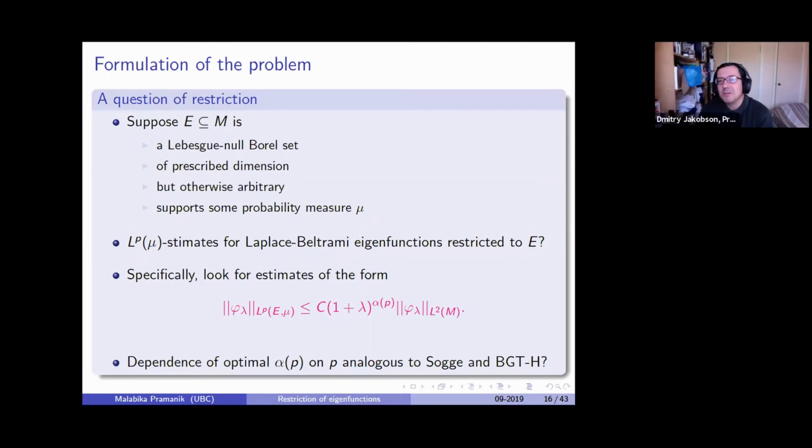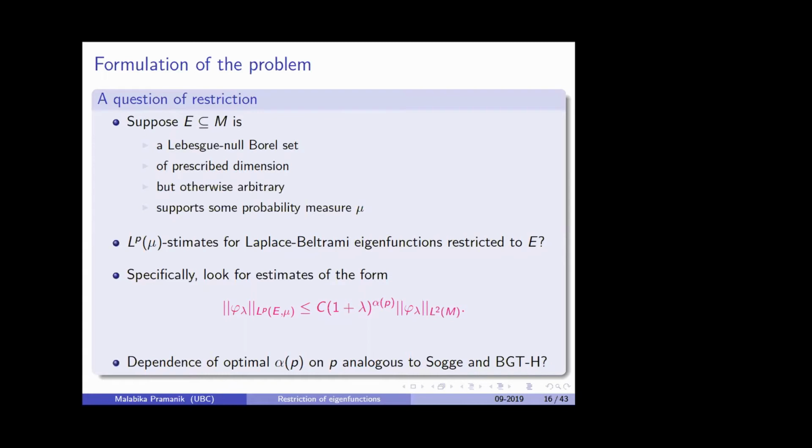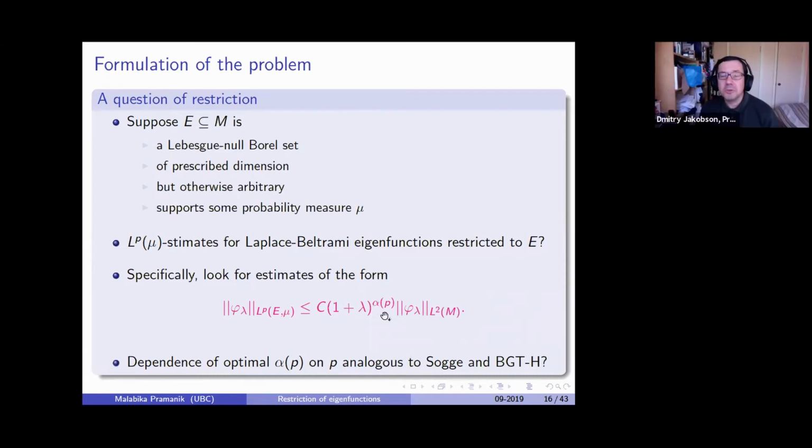I think so. Especially if the set that you describe is fractal, one natural question to ask would be whether the natural fractal measure that this set supports realizes the best possible alpha p. Yeah, right, that could be interesting to look at.